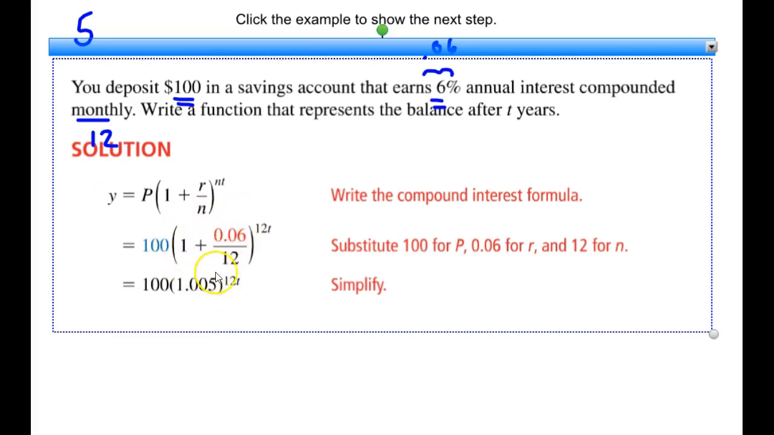So then all we did was we simplified. Using our calculator, we have 0.06 divided by 12 plus 1 gives me this 1.005. And I know that I'm on the right track because when I earn interest, my money should be going up, so it should be growth, and this is greater than 1, so I know I'm looking at a growth equation.